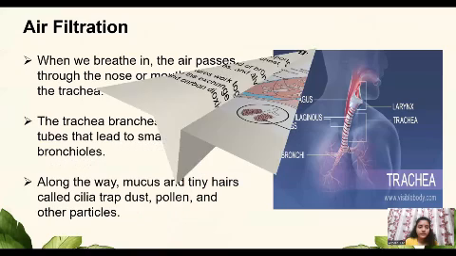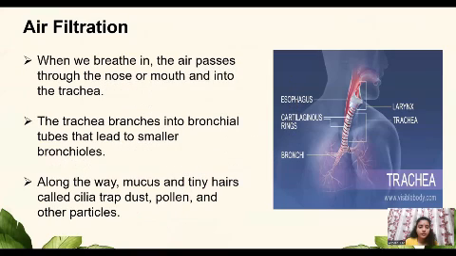Air filtration. When we breathe in, the air passes through the nose or the mouth and enters into the trachea. The trachea branches into the bronchial tubes that lead to the smaller bronchioles. Along the way, mucus and tiny hairs, which we call cilia, trap the dust, pollen, and other particles.